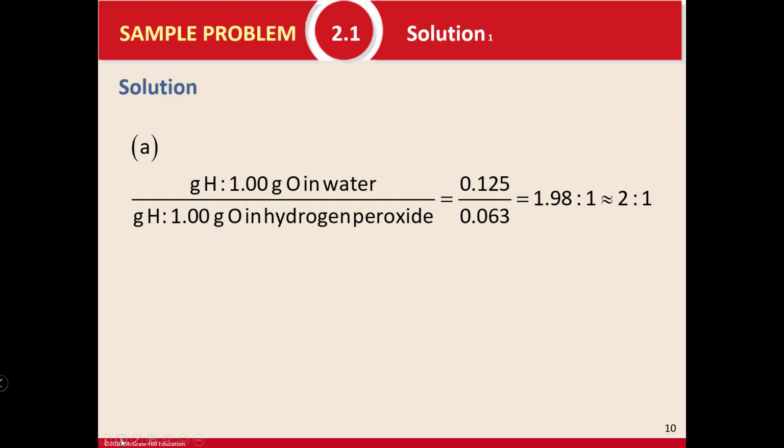Well, that's about a 2 to 1 ratio, right? It doesn't come out to be perfect because of experimental error. But 0.125 divided by 0.063 is 2 to 1. So this is saying there are 2 hydrogen for every 1 oxygen. And so we know then that water is H2O.